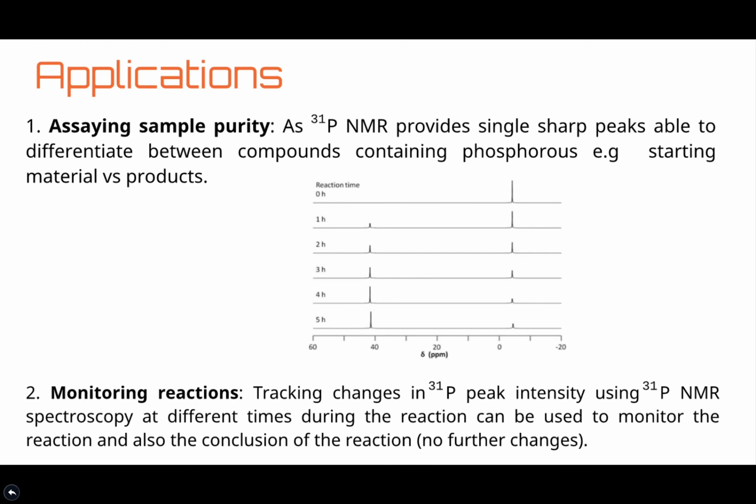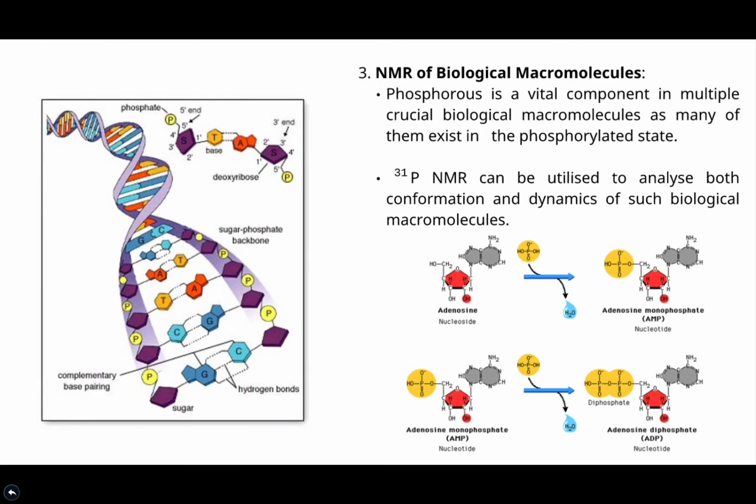An example of this is shown in the diagram, which shows the reaction of a phosphorus ligand with a metal complex. The initial peak corresponding to the free ligand shrinks as the reaction progresses, while the new peak corresponding to the formed product grows in intensity. Another application of 31P NMR is the analysis of biological macromolecules, many of which include phosphorus, such as DNA as pictured. 31P NMR can be used to analyze both conformation and dynamics of such biological macromolecules.